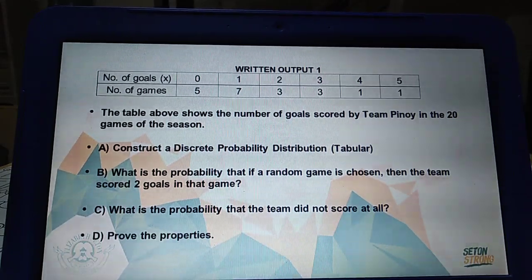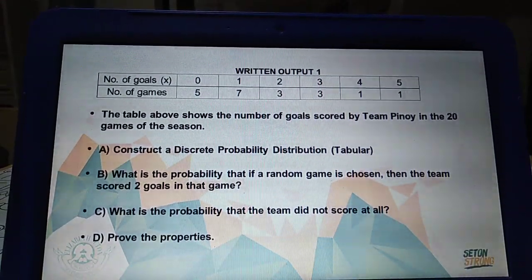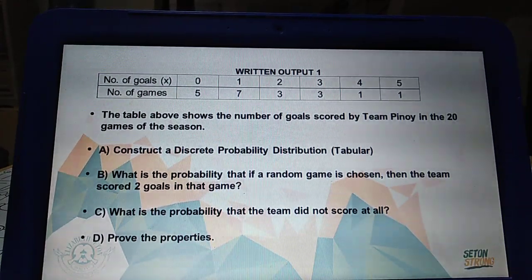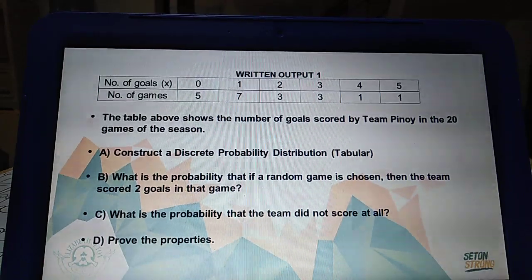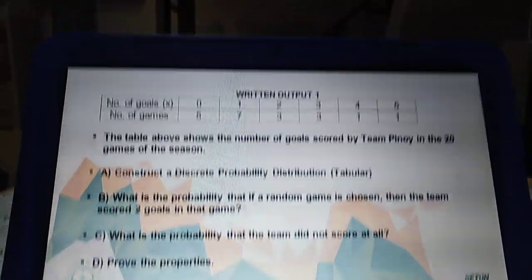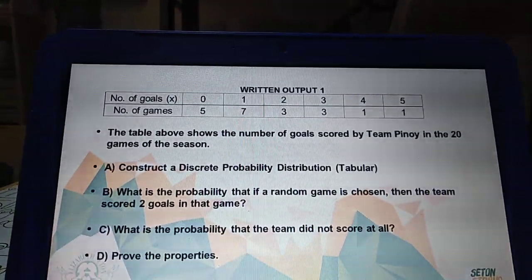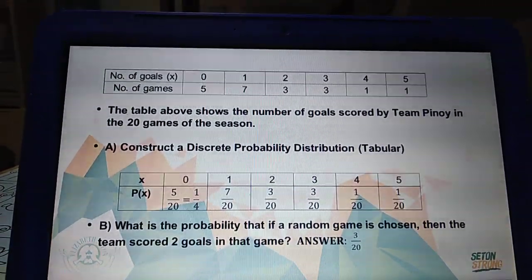First, you were asked to construct a discrete probability distribution. Second, you were asked for the probability that if a random game is chosen, the team scored 2 goals in that game. Third, you were asked for the probability that the team did not score at all. And fourth, you were asked to prove the properties. So let us look at the discrete probability distribution.